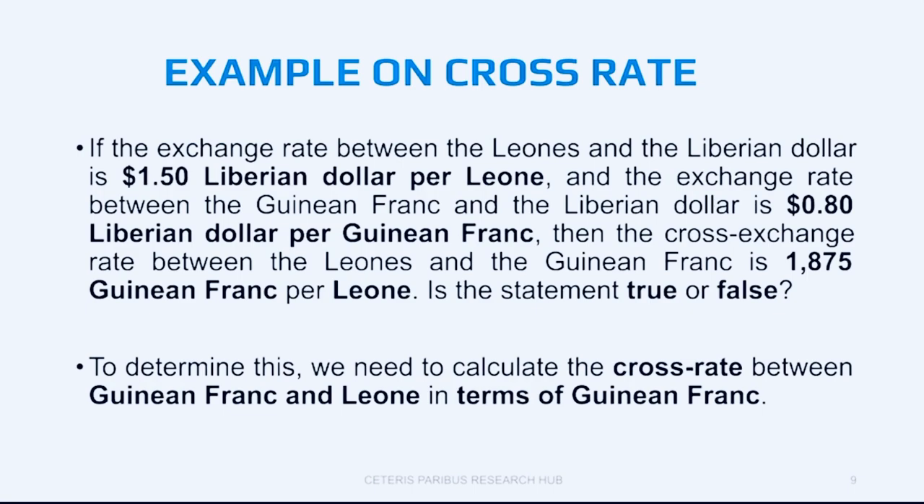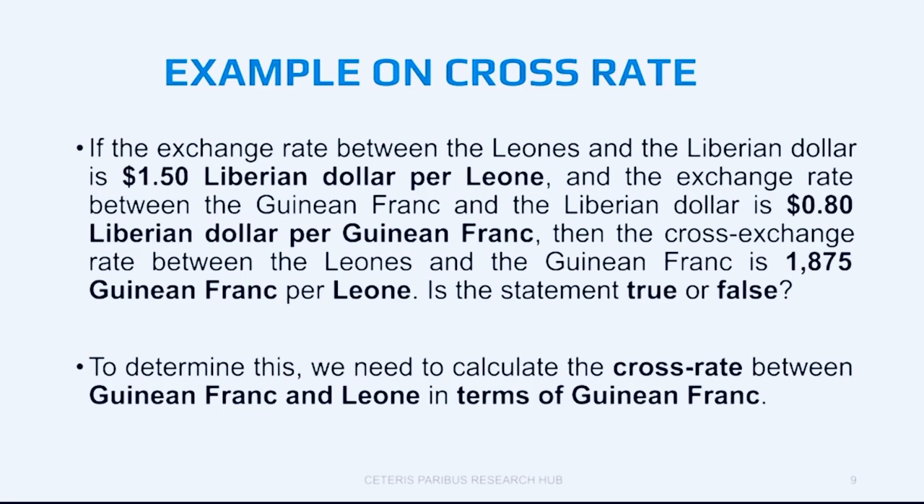So, a more practical example. Assume we have the exchange rate between leones and Liberian dollar is 1.5 Liberian dollars per leone, and the exchange rate between Guinean franc and the Liberian dollar is 0.80 Liberian dollar per Guinean franc. So we know the exchange rate between Liberian dollar and leone. We also know between Liberian dollar and franc. Then the cross exchange rate between the leones and the Guinean franc is 1,875 Guinean franc per leone. So is the statement true or false?